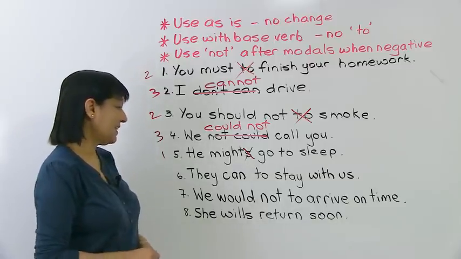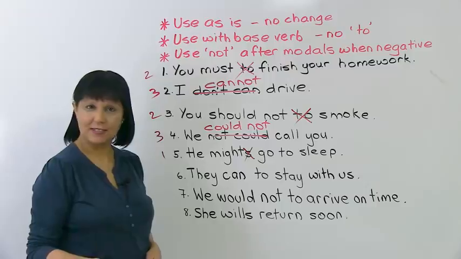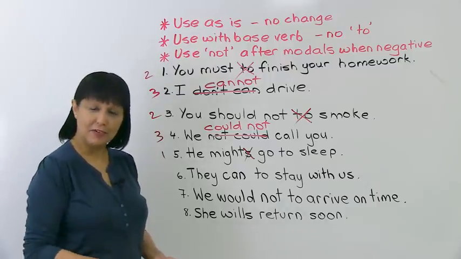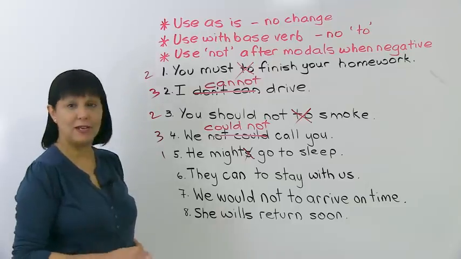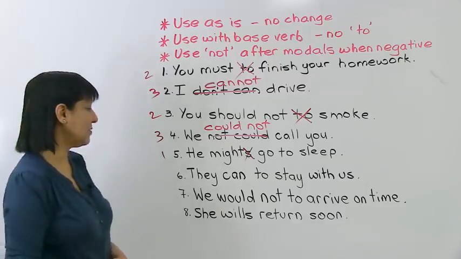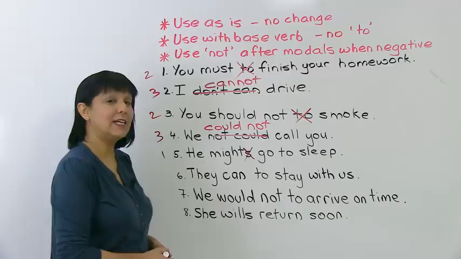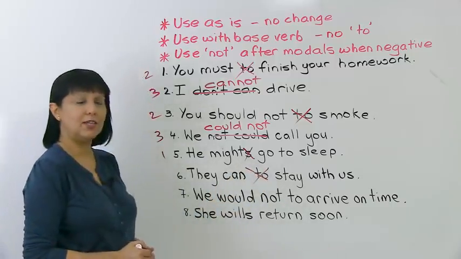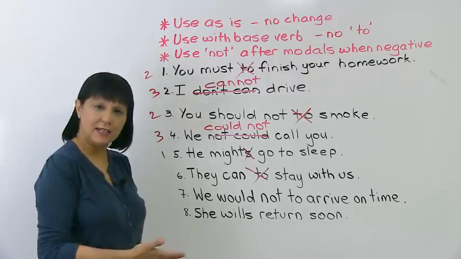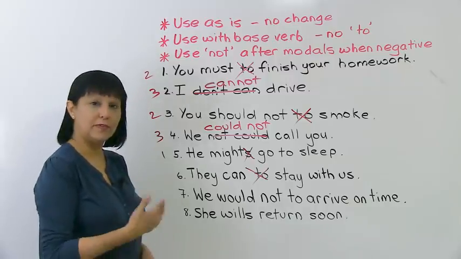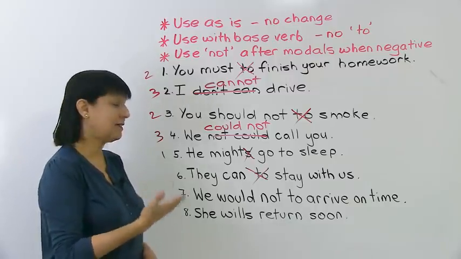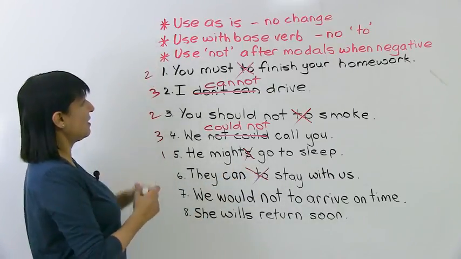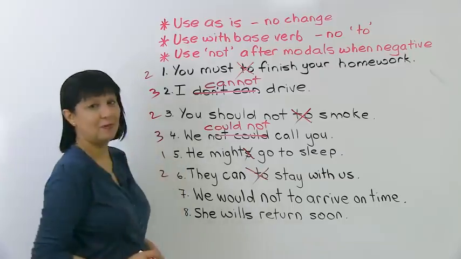Next, number six, they can to stay with us. Somebody says very kindly, they can to stay with us. It's a very kind suggestion. It's not grammatically correct. Let's make it correct. What do we need to take out? This, okay? It should be just they can stay. They can go. They can leave. They can come, whatever. But no to, all right? So this was our rule number two, okay?